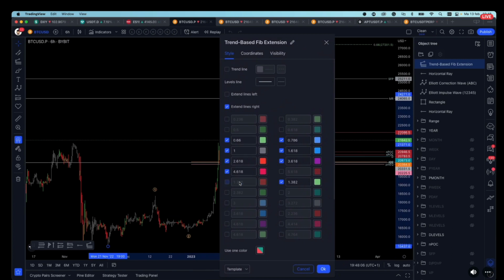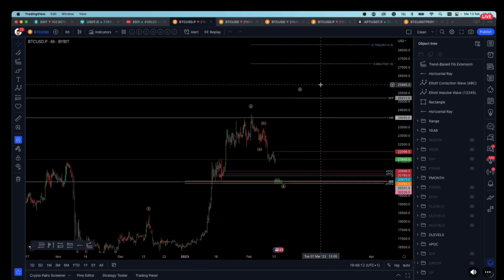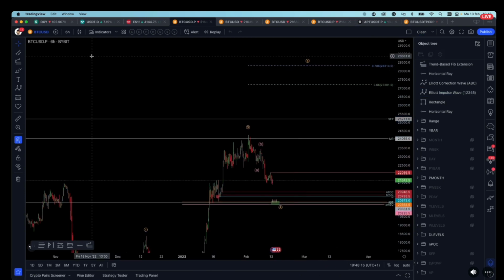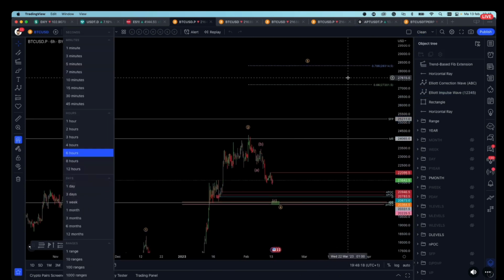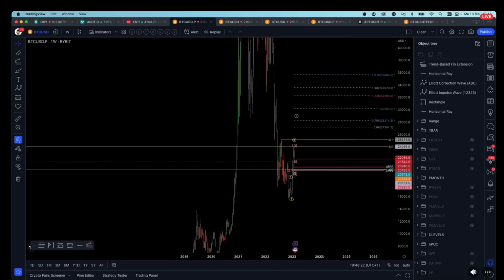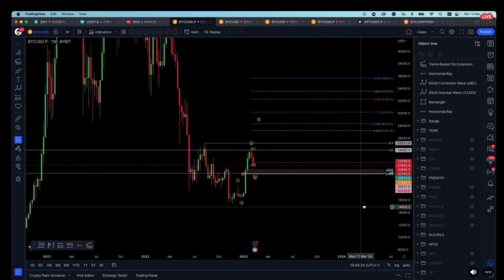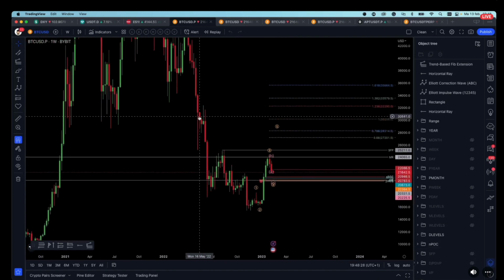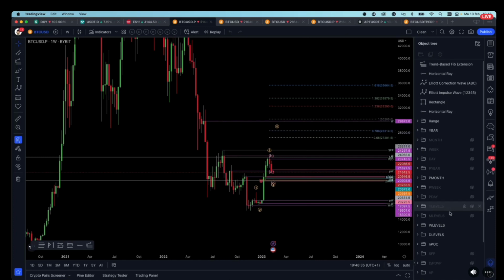So I will place all these FIBs that you can see here as potential targets for that fifth wave, starting with the famous .786 FIB over here. That would be around 28K. Same thing: if you have your fourth wave, if you have the bottom, then you just look for some confluence levels. And here we instantly have a weekly level.